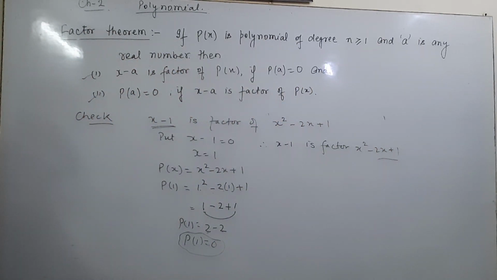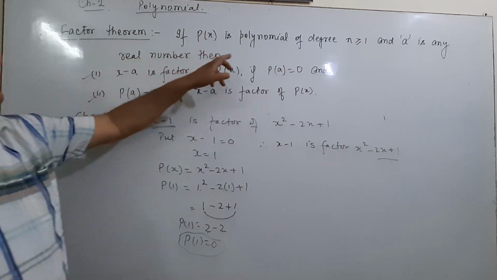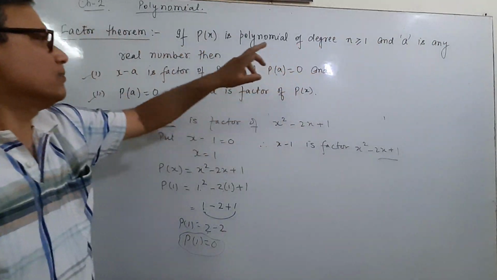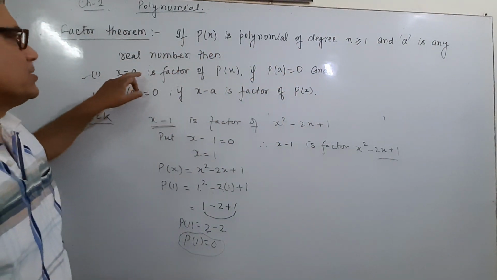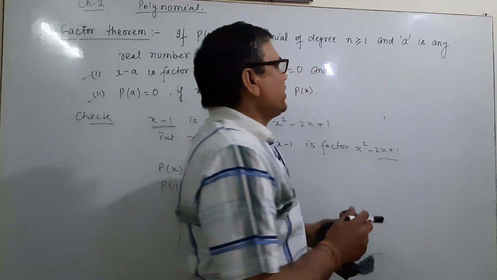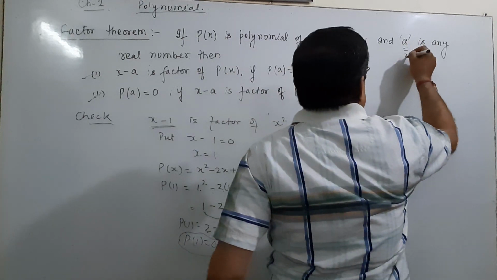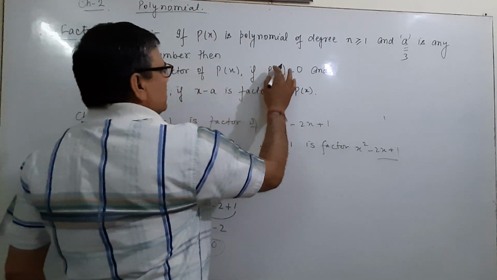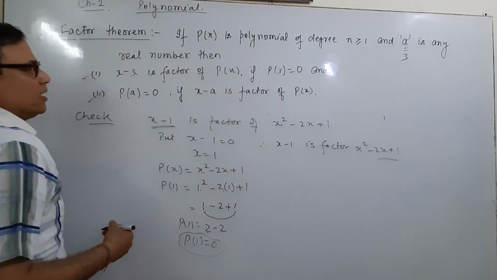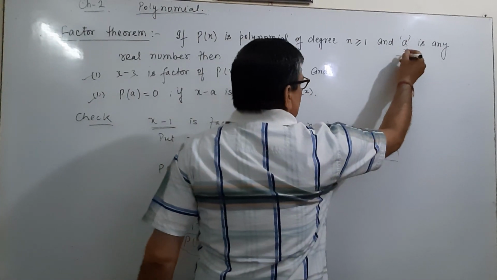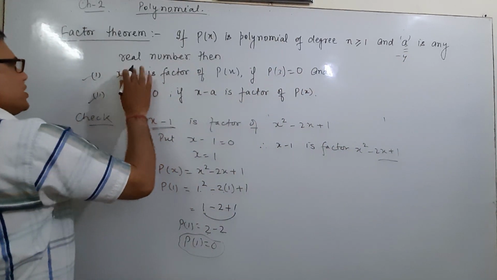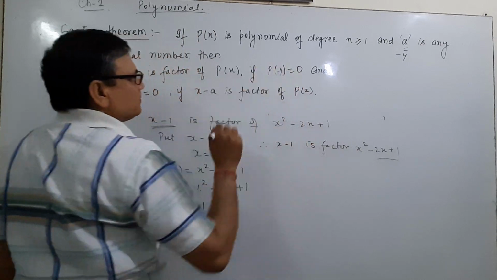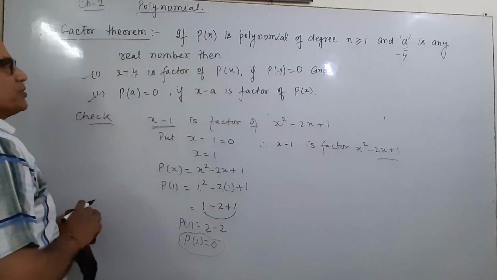This is the factor theorem. It means if P(x) is a polynomial of degree greater than or equal to 0, and a is any real number, then x minus a is a factor of P(x). If we take here 3, what do I have to write? x minus 3 is a factor of P(x), and here is 3. If I write minus 4 here, then the sign changes: minus minus plus, here is minus 4. This is the first part.